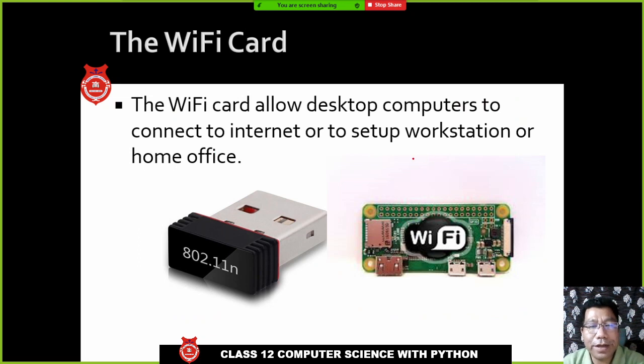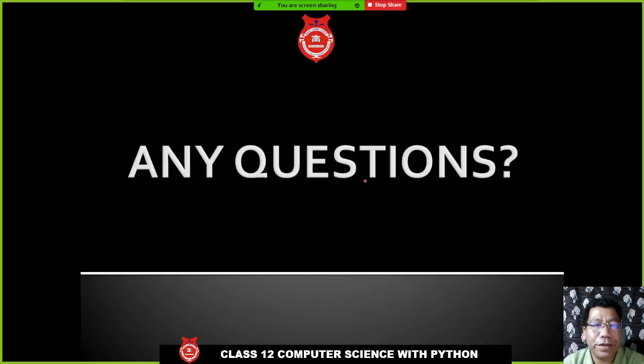And another additional device is the Wi-Fi card. I hope you know what a Wi-Fi card is. There are lots of Wi-Fi cards available nowadays that may be internal or external, like a pen drive, where you can connect to Wi-Fi using your desktop computer also.